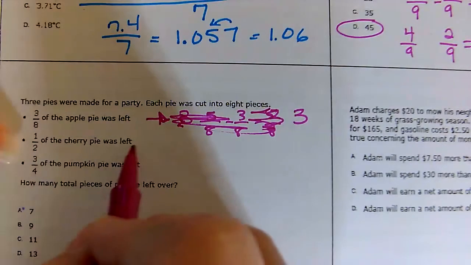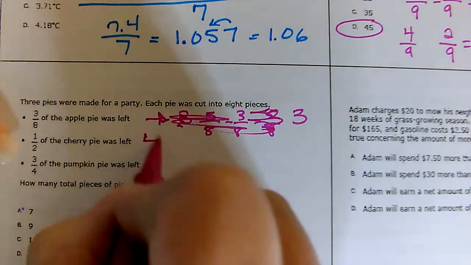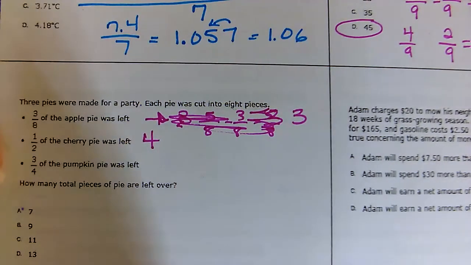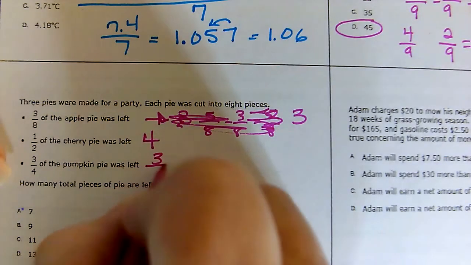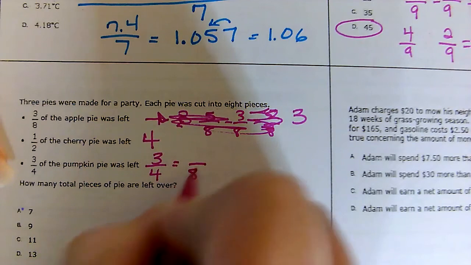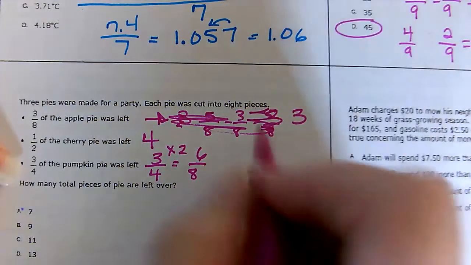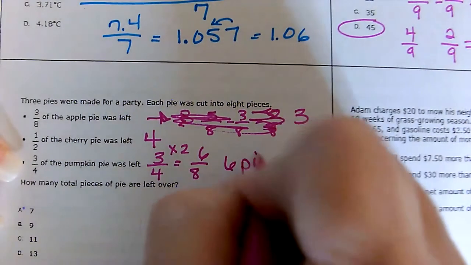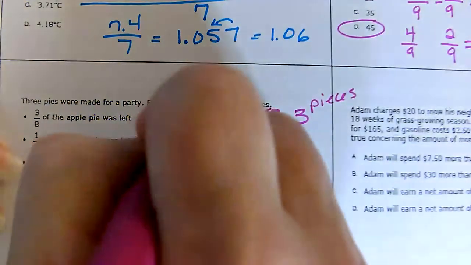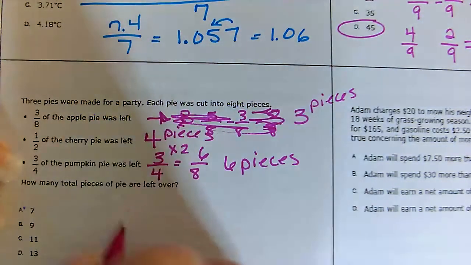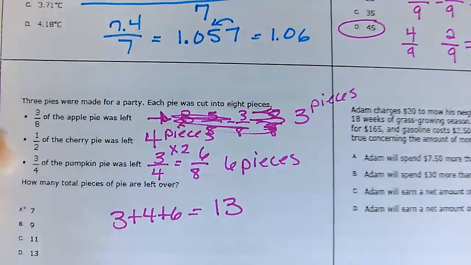All right, if we've got 1/2 of the cherry pie left, how many pieces is left, if there's 8 slices in each pie? 4. And then 3/4 of the pumpkin pie, how much is left? So if we've got 3/4 and we need 8, that times 2, 6/8, so 6 pieces. Guess I need to write pieces so y'all know what we're talking about. So then we've got 3 plus 4 plus 6 equals 13.